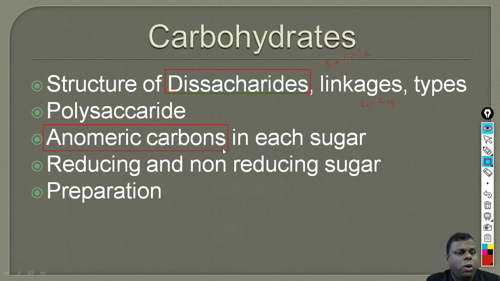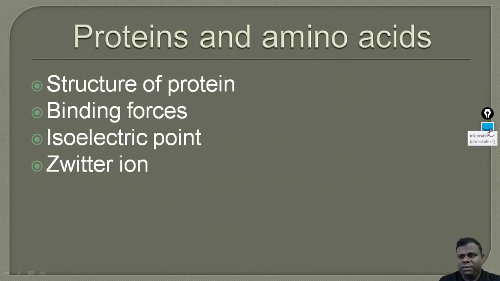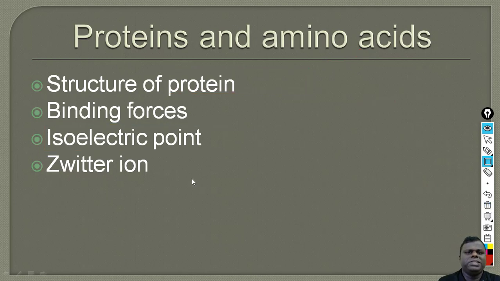Reducing, non-reducing sugar. All sugars except sucrose are reducing sugars. Sucrose is not reducing because the anomeric carbon atoms are linked, right? And you should remember what exactly you mean by a reducing and non-reducing sugar. If the anomeric carbon atoms are linked, they are basically non-reducing sugars, the others are reducing sugars. And the preparation, like using hydrolysis and so on, just a very simple method that you should do, right? And uses as well.